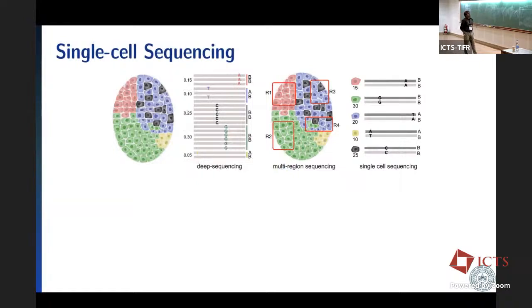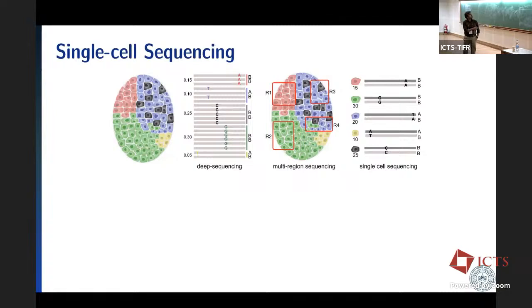What kind of data to utilize? Well, there are a lot of different sequencing approaches possible. The more traditional approaches are these deep sequencing approaches or bulk sequencing approaches. So you have a heterogeneous tissue, different colors representing different subpopulations. What you do, you take a tissue sample, you sequence it at very high depth. What you end up with are basically these kinds of variant allele frequencies for the different mutations.